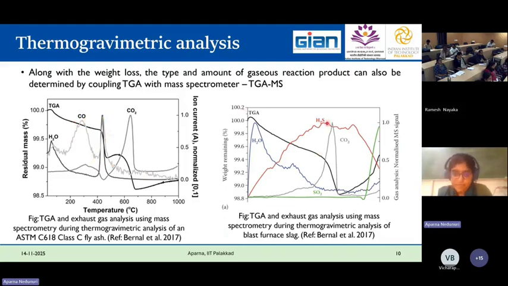If we see the same TGA curve for GGBFS, initially we have loss of water, which can also be seen through this evolved gas analysis. And continuously there is evolution of some hydrogen sulfide. If we don't provide a sufficient reducing environment, this hydrogen sulfide can oxidize, and that can result in an increase in the weight of GGBFS after a certain temperature. We can also see there is evolution of CO2, and there is also evolution of SO2 towards the end regions of the temperature zone.